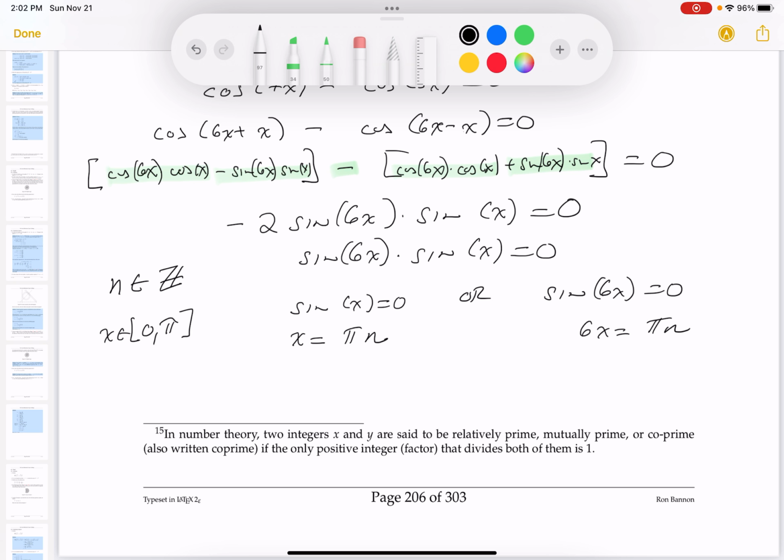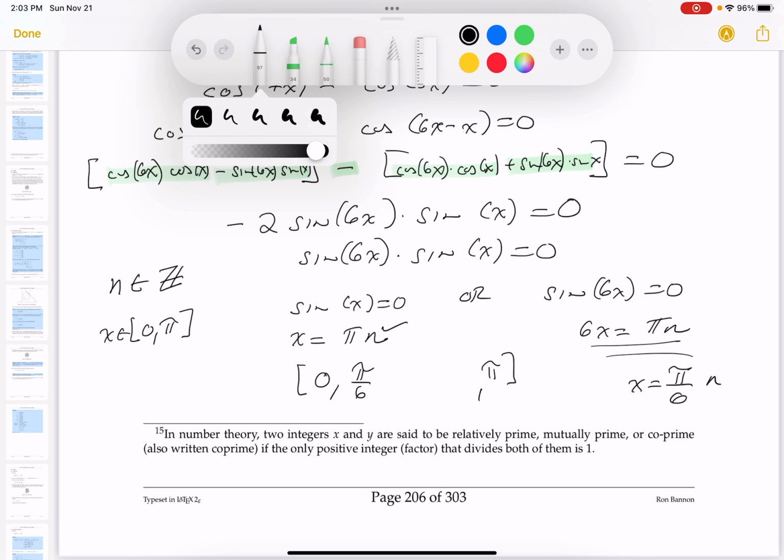Let's write them down. Certainly if n is 0, I'd get 0. Now if n is 1, I'd get the last one here, which is pi. But there's some in the middle. Let's talk about that. x is equal to pi over 6, n. I still get the 0, by the way, if I chose n to be 0. Now if I choose n to be 1, I get pi over 6. You know what? I don't need to put those square brackets on. I don't know why I did that. This is a set of numbers here.